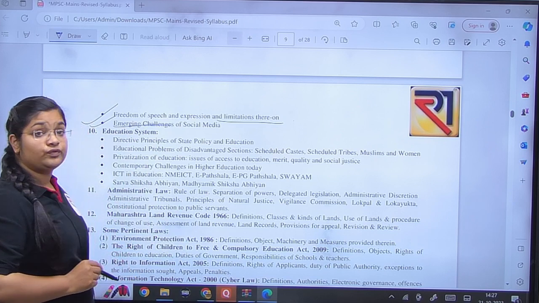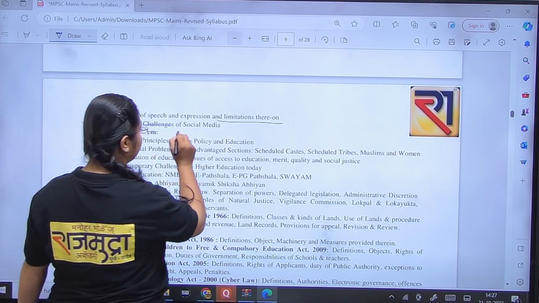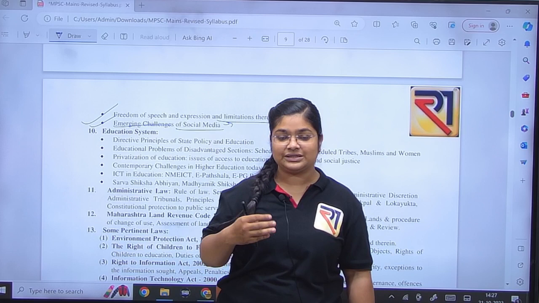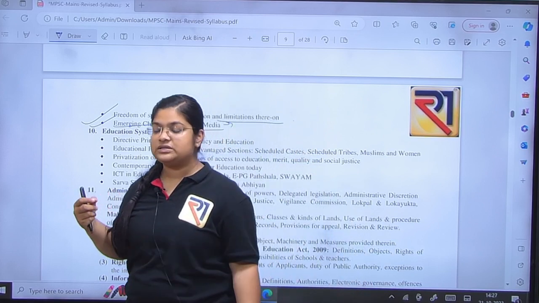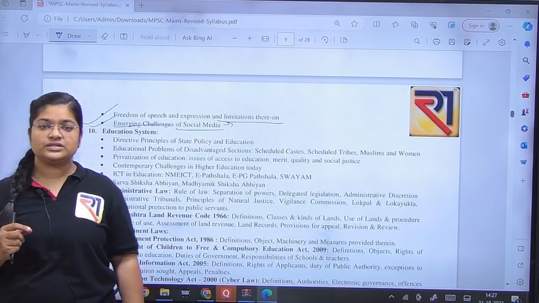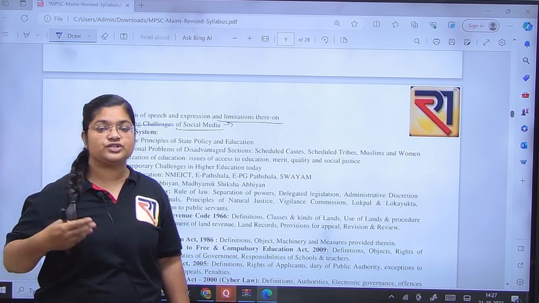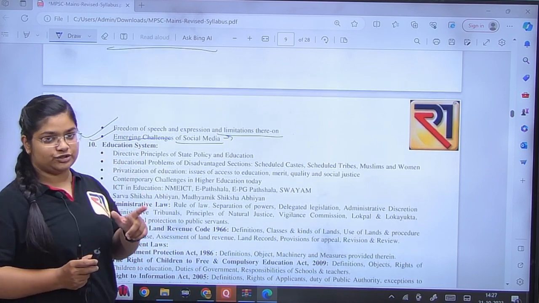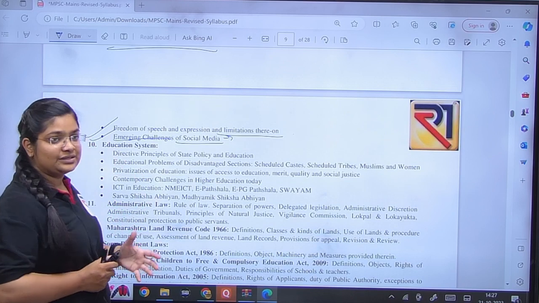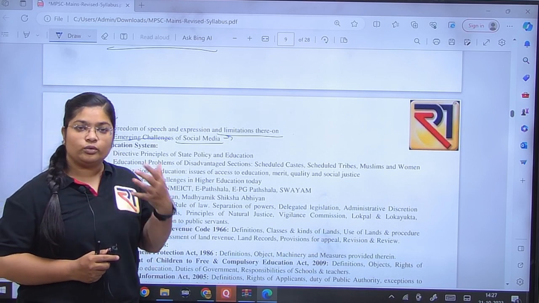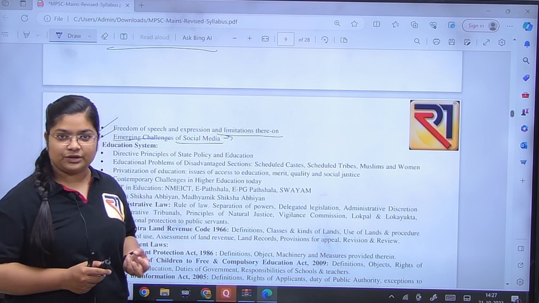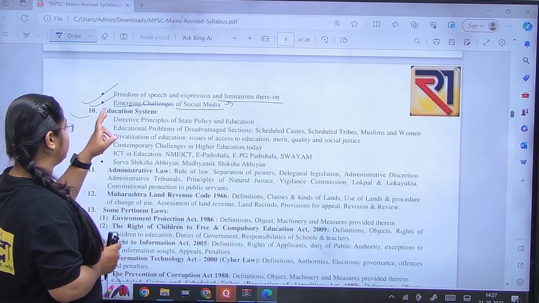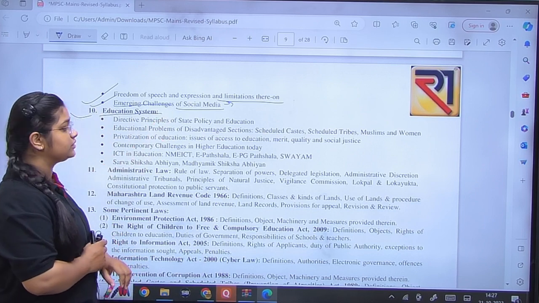Emerging challenges of social media. Why social media? Because it is electronic media, a device of an electronic system, and it is an emerging technology, so it is very hard to curb data breach, piracy and so on. Many complex phenomena are evolving in this, so we have to study it. Then our next point in the syllabus is the education system.